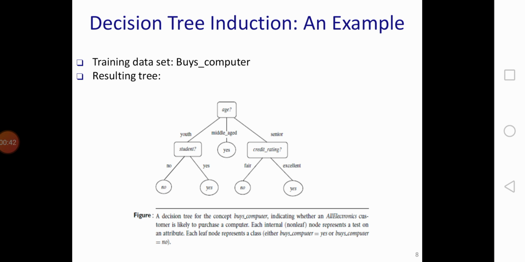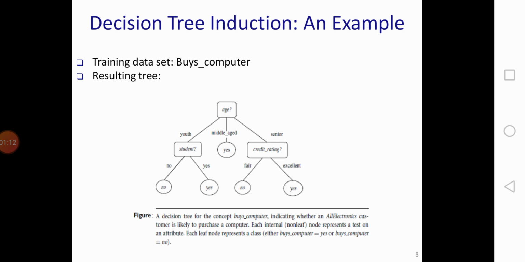Think of it as a certain kind of customer database, and in that we are going to build this kind of tree. Decision tree for the concept buys computer, indicating whether an AllElectronics customer is likely to purchase a computer. According to that figure, age acts as the root node.